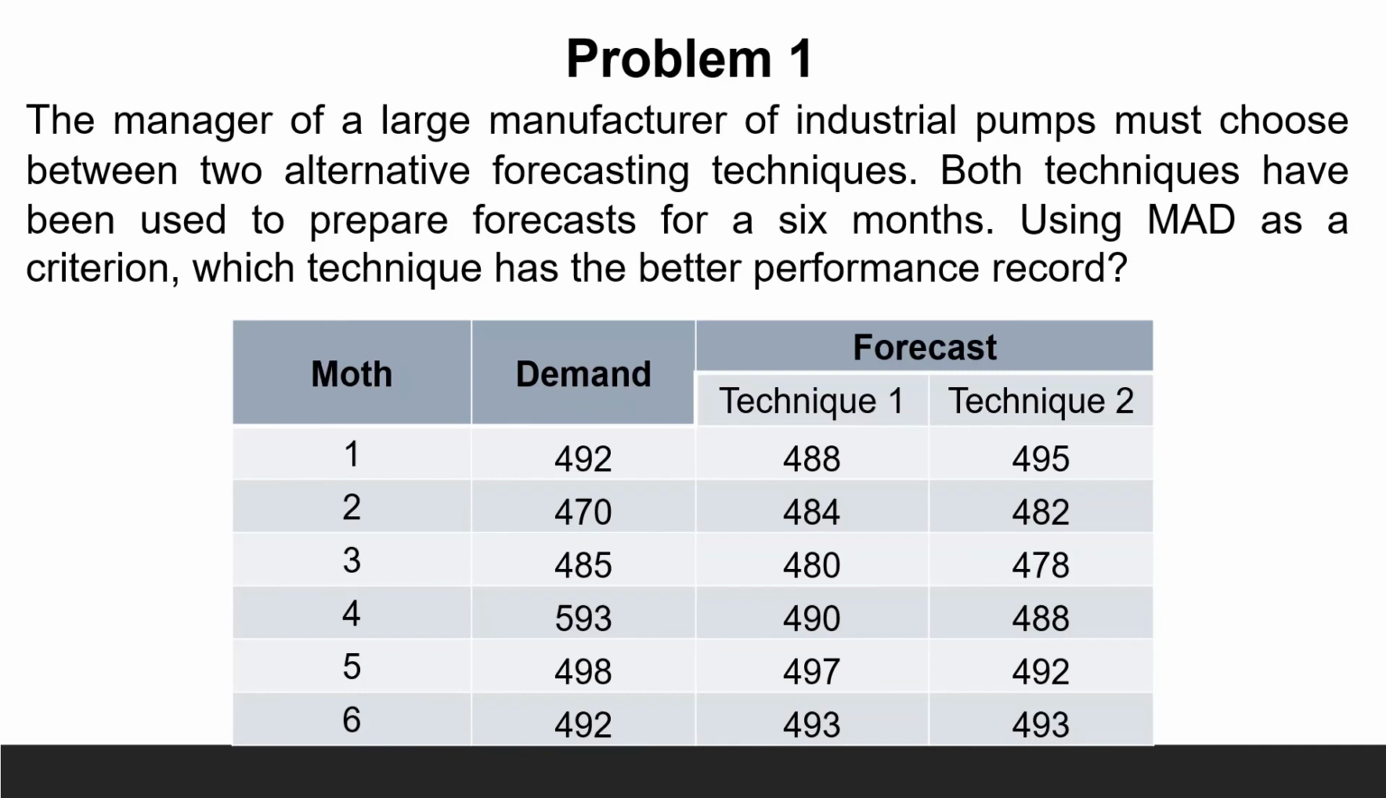Let us now solve two problems. The manager of a large manufacturer of industrial pumps must choose between two alternative forecasting techniques. Both techniques have been used to prepare forecasts for 6 months. Using MAD as a criterion, which technique has the better performance record?